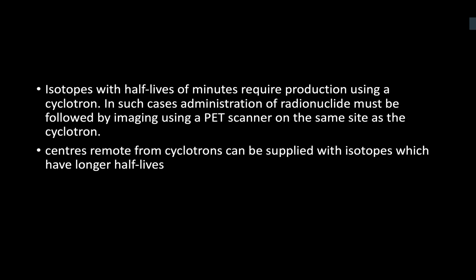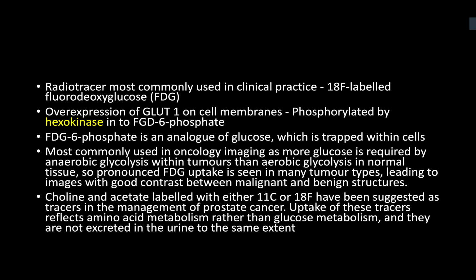So if there is a cyclotron on site, then we can use it. We can take the radiopharmaceuticals from on site. So we can use radiopharmaceuticals with a very short half-life. That's the advantage of having a cyclotron on site. But if there is no cyclotron on site, then we have to supply the isotope to remote areas. So you have to use the pharmaceutical with a longer half-life.